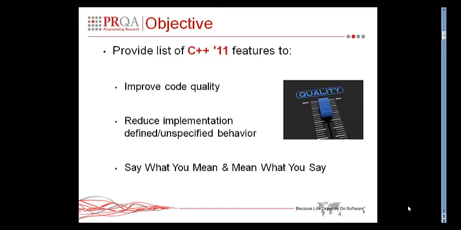My objective today is to provide a list of features that can be used to help improve your code quality. I can do this by showing how it helps reduce implementation-defined or unspecified behavior. And most importantly, it allows you to say what you mean, which also helps with the maintainability of the source code. I expect that the talk is going to be about 20 minutes.